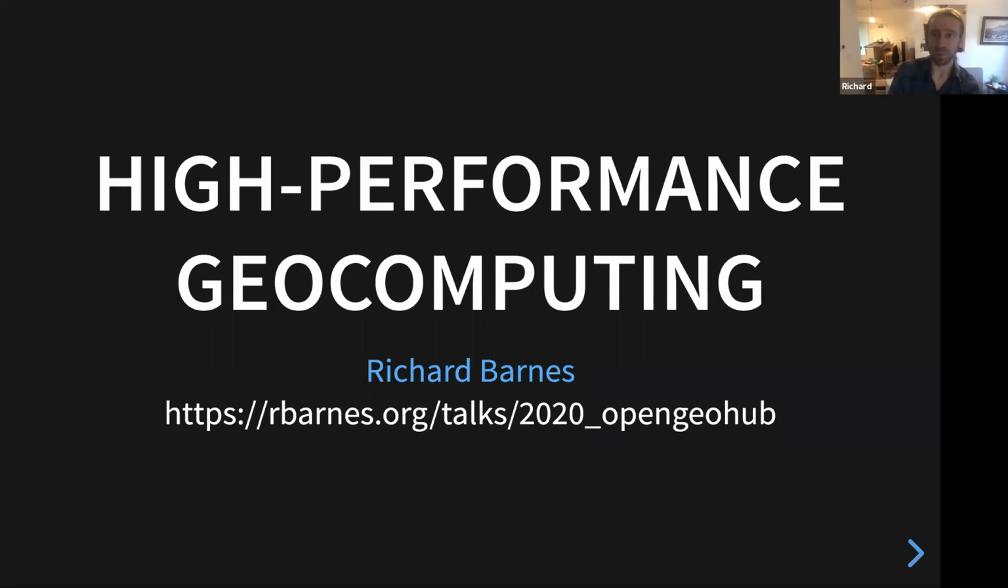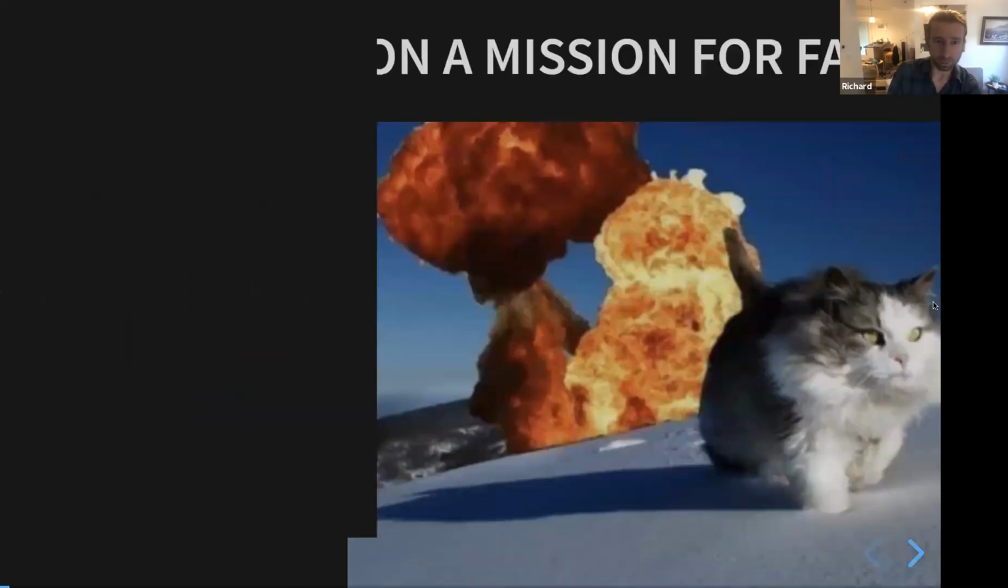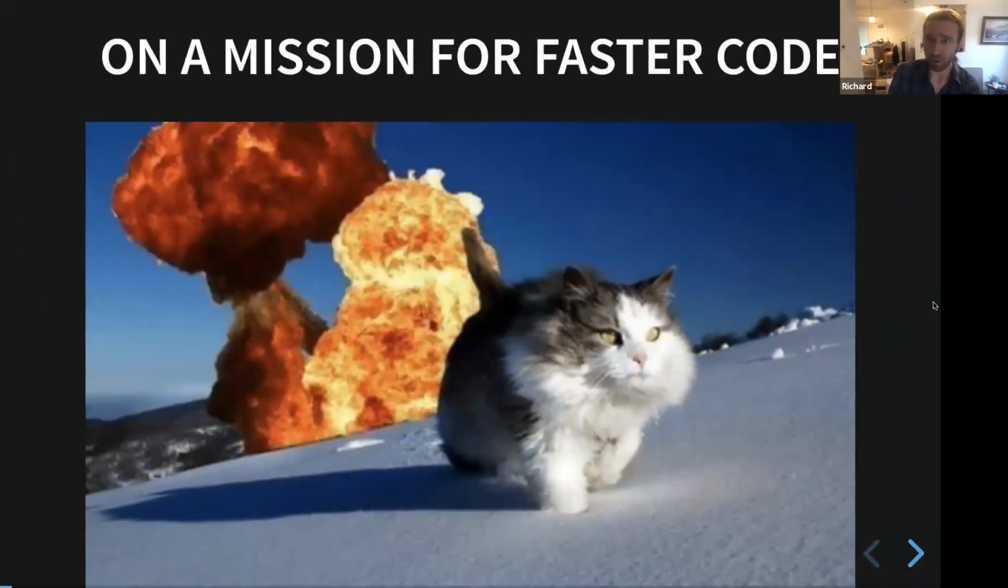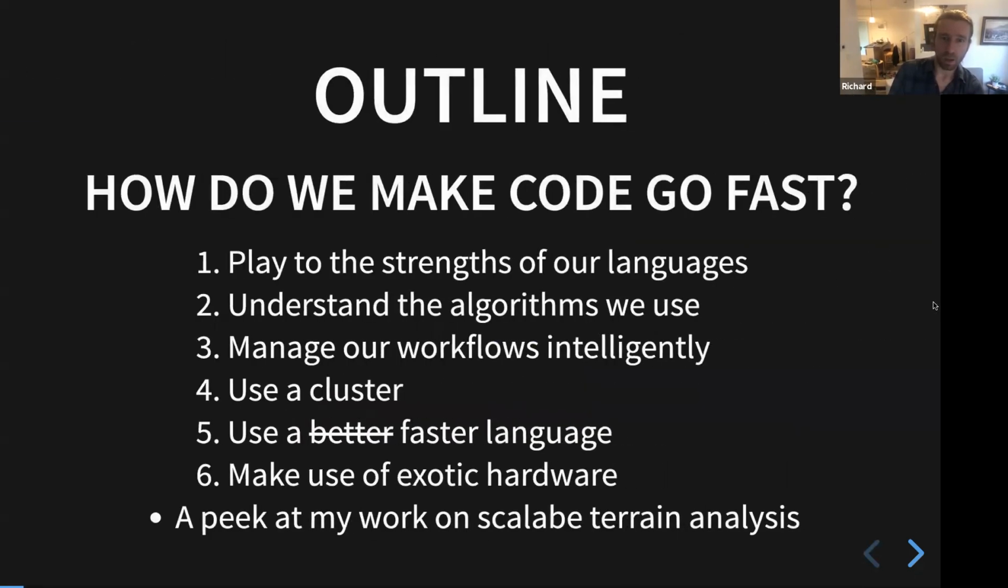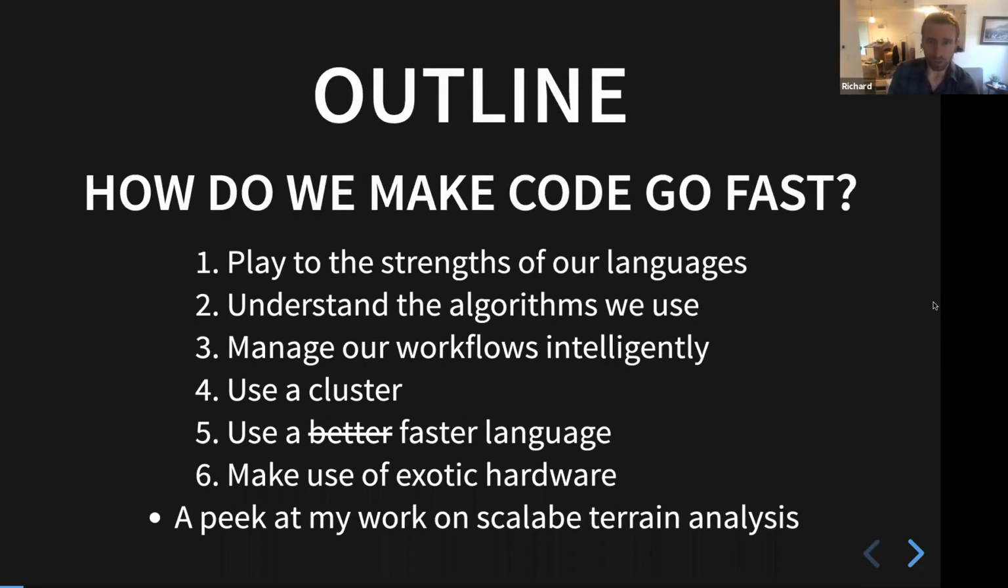So what I want to talk about this morning for me and this late afternoon for you is high-performance geocomputing. We're going to go on a mission for faster code, and I'm going to break that down in several ways. How do we make code go fast? The first way that we're going to look at is to try to play to the strengths of the languages that we're using. Second, we'll try to understand what the algorithms are that we're using and how we can understand and reason about their behavior.